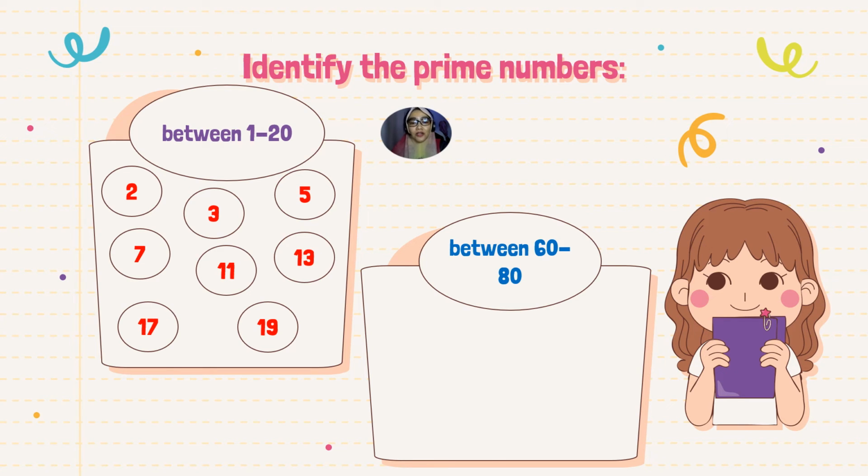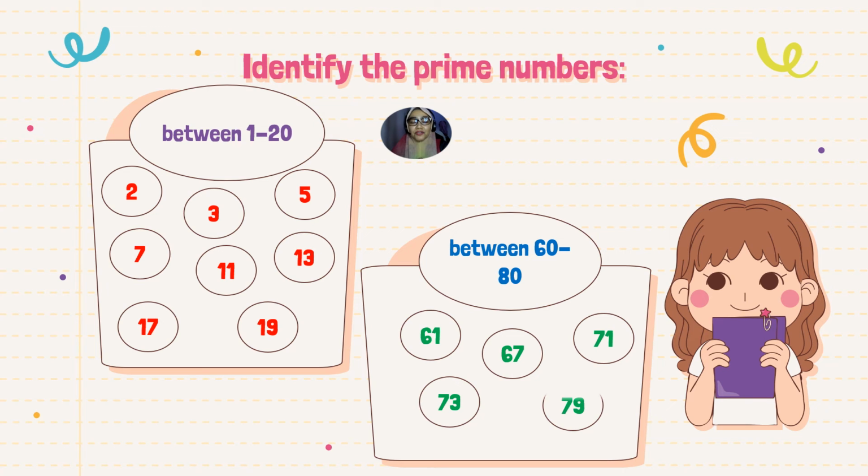Okay, let's look at this next. We list down the prime numbers between 60 and 80: 61, 67, 71, 73, 79. So these 5 numbers are prime numbers between 60 and 80.